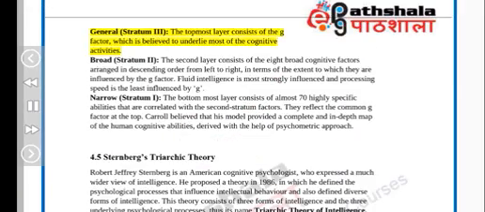General, stratum 3, the topmost layer consists of the G factor, which is believed to underlie most of the cognitive activities. Broad, stratum 2, the second layer consists of the 8 broad cognitive factors arranged in descending order from left to right, in terms of the extent to which they are influenced by the G factor. Fluid intelligence is most strongly influenced and processing speed is the least influenced by G.